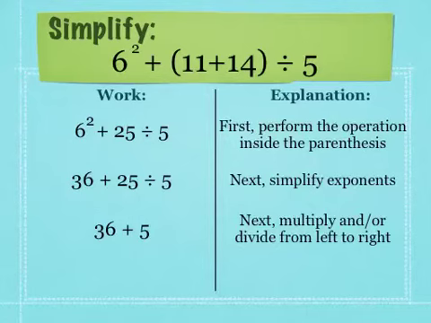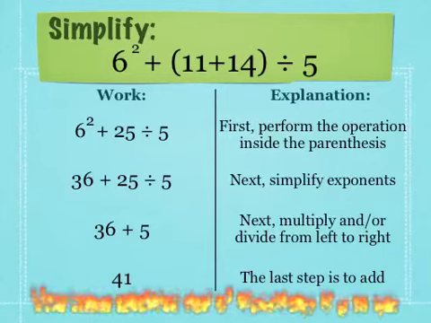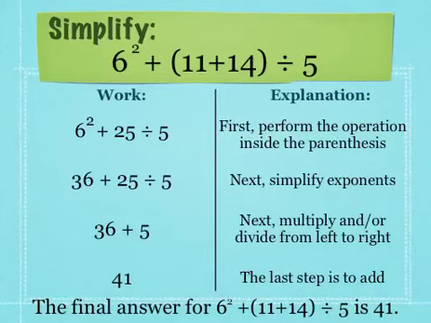Now there's one operation left to do, so I'm going to go ahead and add 36 plus 5 is 41. My explanation would be the last step is to add. And the final answer for 6 squared plus parenthesis 11 plus 14 close parenthesis divided by 5 is 41.